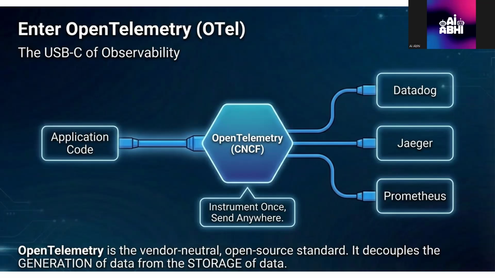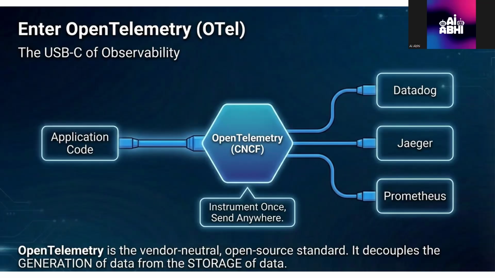So why does this matter? Before OTel, if you were using Datadog, your code had Datadog-specific libraries baked in. If you wanted to switch to Grafana Cloud or New Relic, you had to rip out all the code and start over. That's a nightmare. With OpenTelemetry, you instrument your code once, then you can send the data to any backend, Datadog, Grafana, Jaeger, whatever you want. It's like using a USB-C cable instead of 10 different chargers.